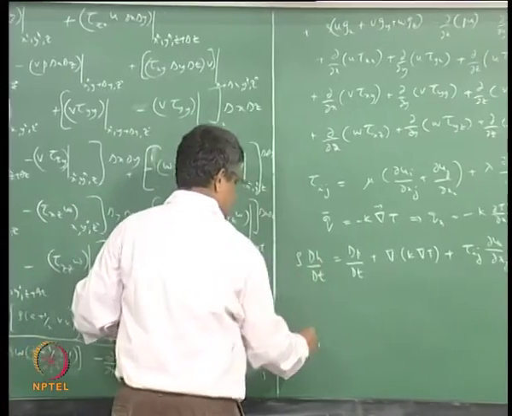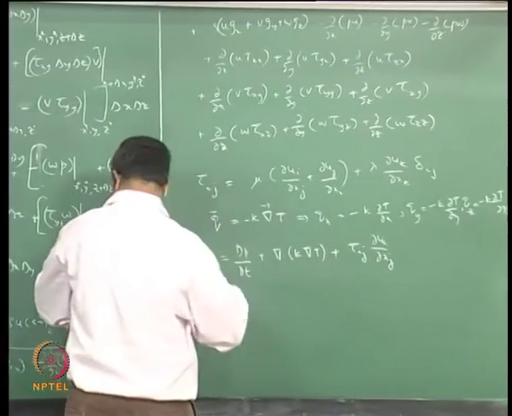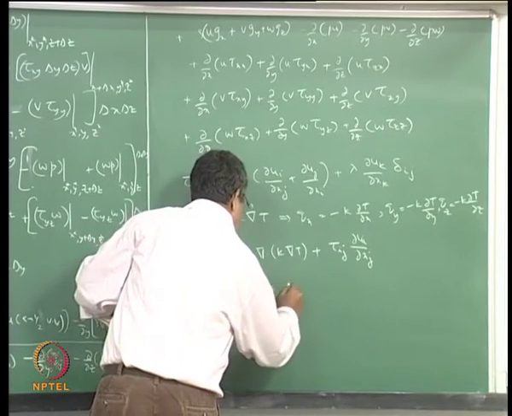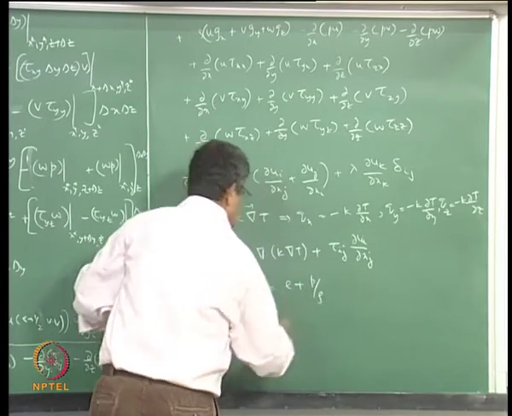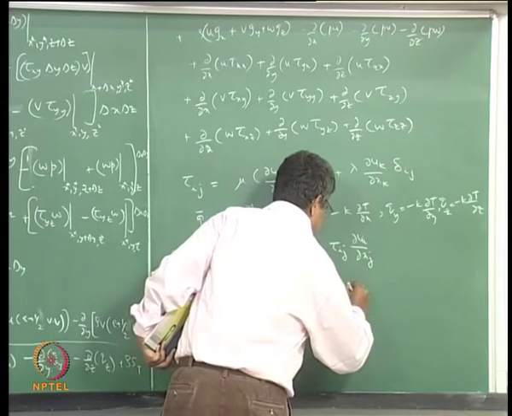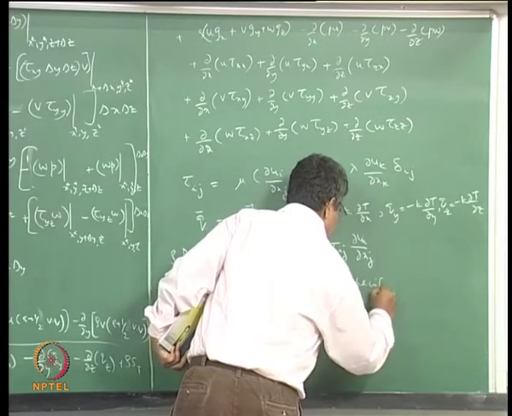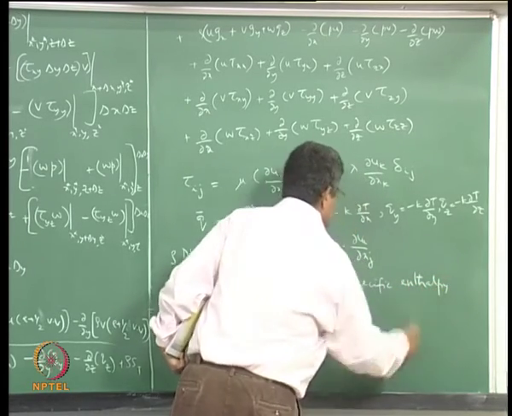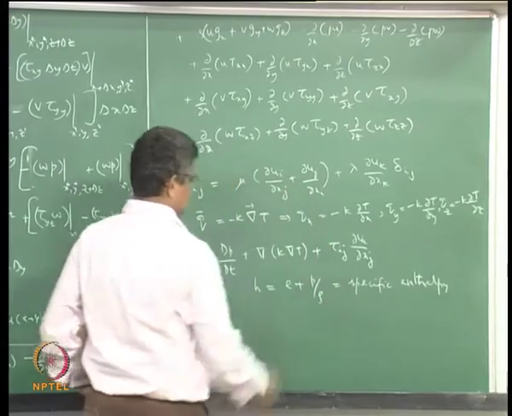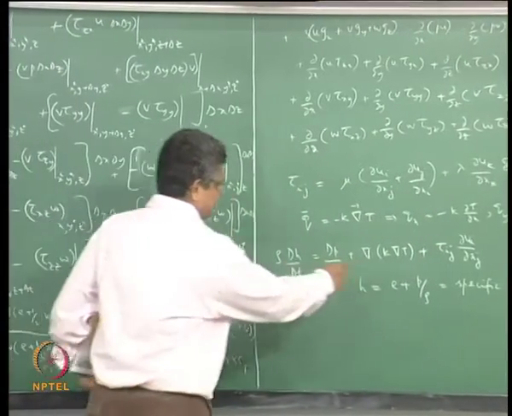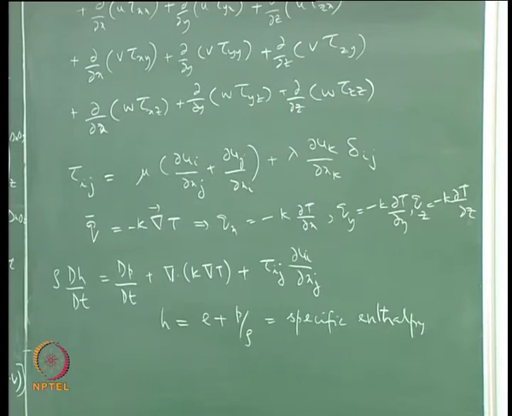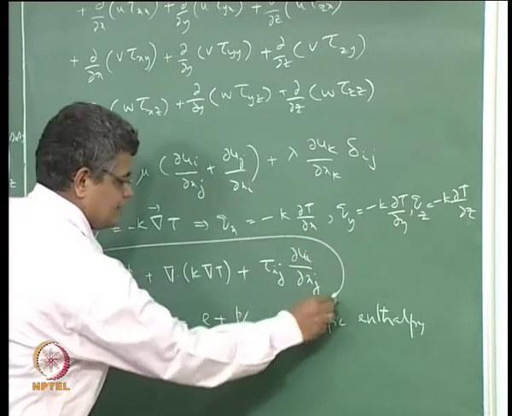So we can substitute all these expressions into this, and we can come up with the overall energy equation, which we can write like this. Where H is the specific enthalpy, and τij is given by this expression, and k is the thermal conductivity, and capital D by Dt is a substantial derivative, and in this compact form we can derive this.